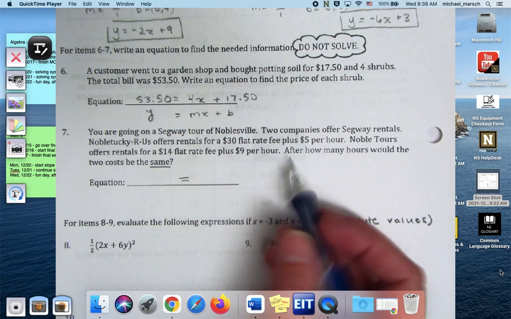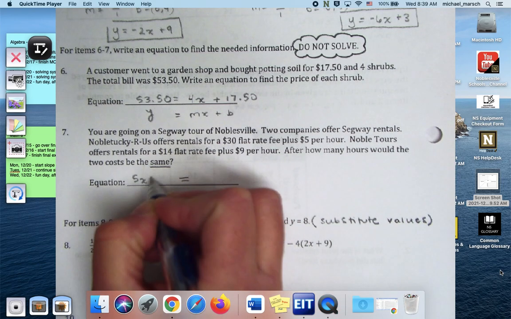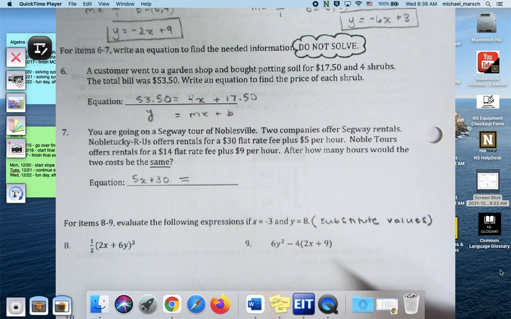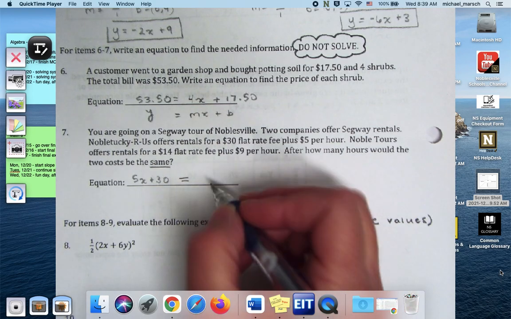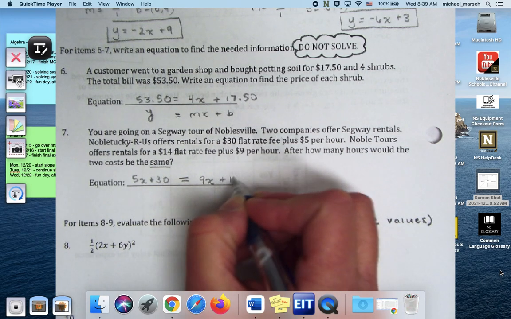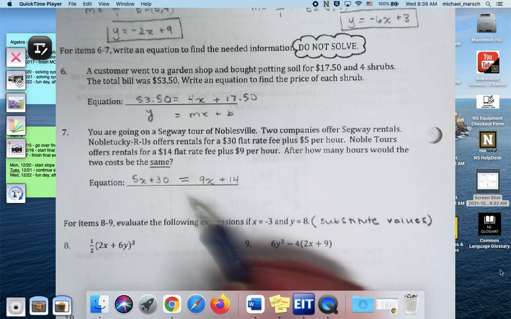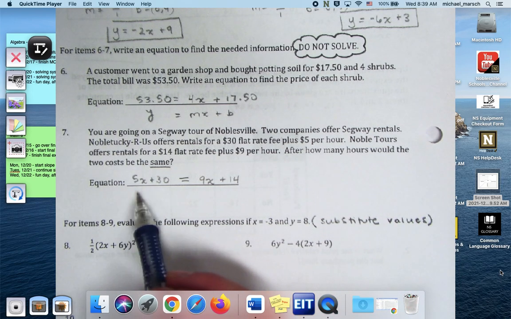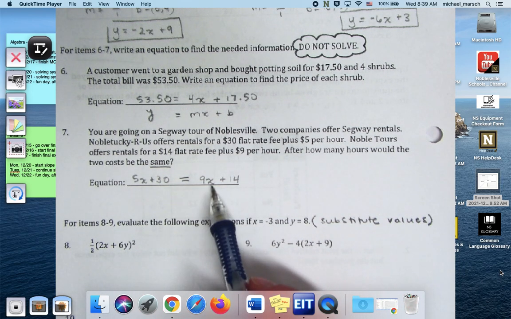So if I do the first company, I would get 5x plus that $30 flat rate. And the second company would be 9x plus the $14 flat rate. And again, since this is adding, you could have had 30 plus 5x, or you could have had 14 plus 9x. Those are the same thing.